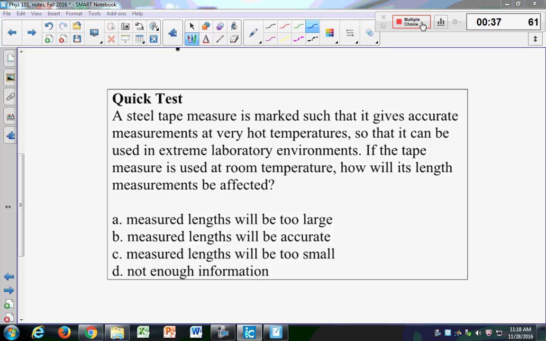Think about how this ruler will change shape when it goes to this lower temperature, and how that affects our lengths. Because when it's used in hot temperatures, it expands.